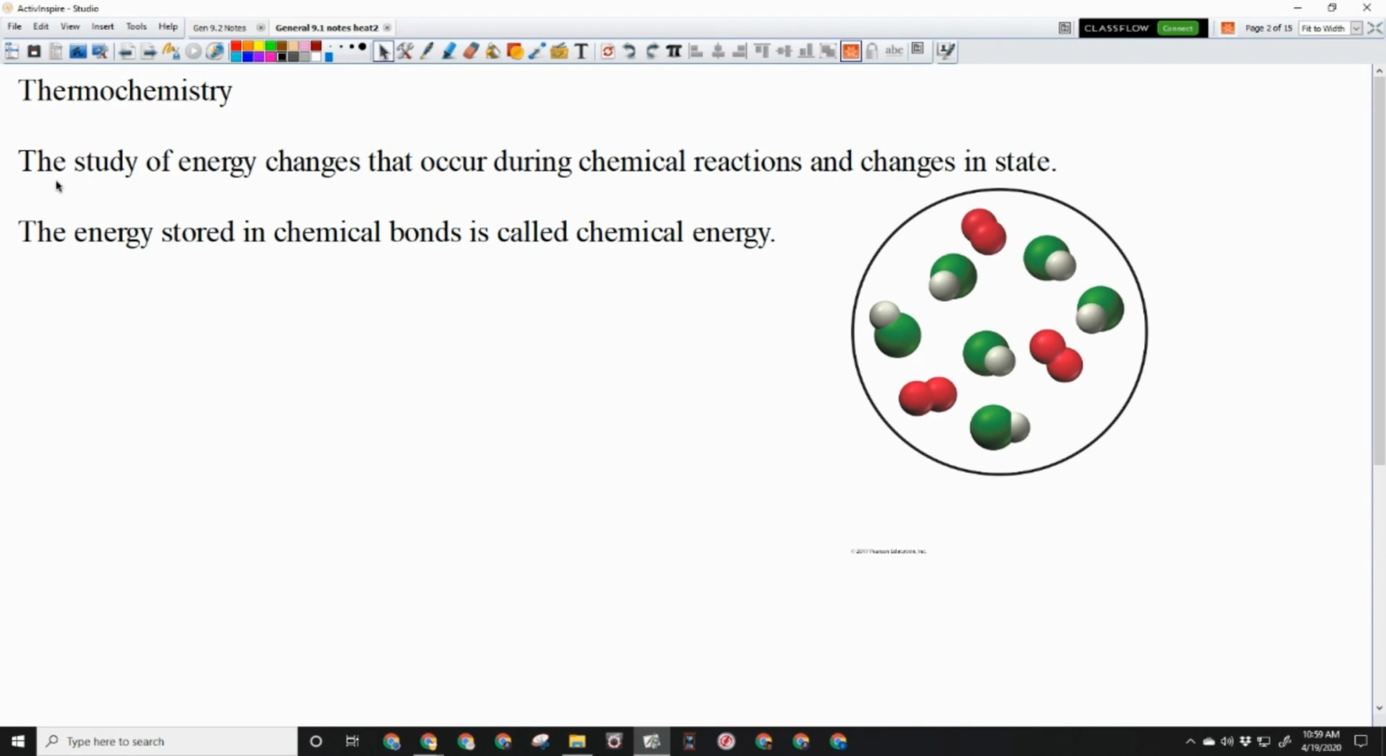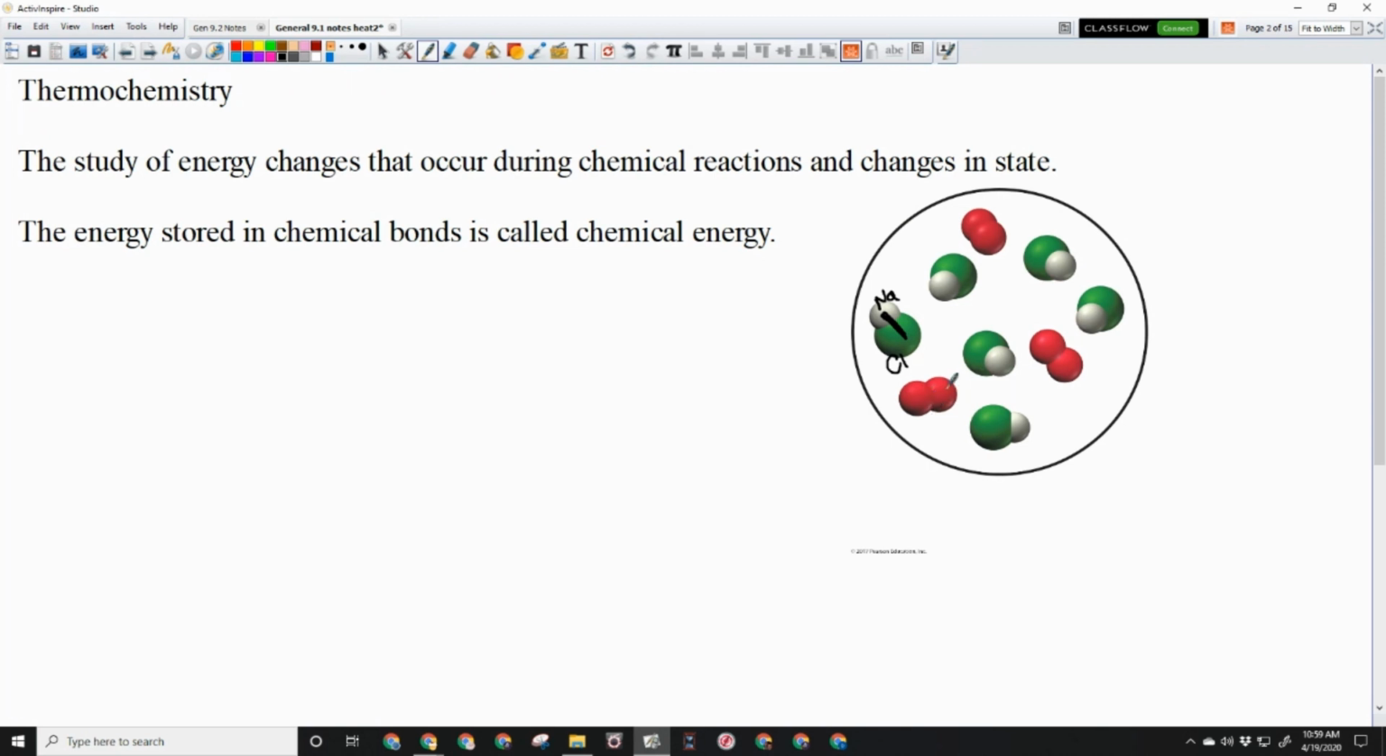Thermochemistry is the study of energy changes that occur during chemical reactions and changes in state. And this energy stored in chemical bonds is called chemical energy. So if we see here, we have molecules, very simple molecules. And remember, for example, this could be sodium and this could be chlorine. So we have sodium chloride here. This sodium and this chlorine are held together by an ionic bond. There's a bond between these two elements.